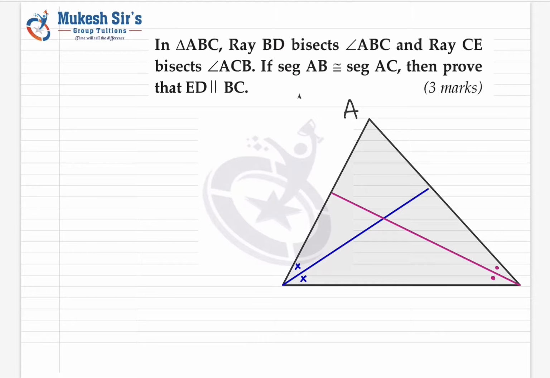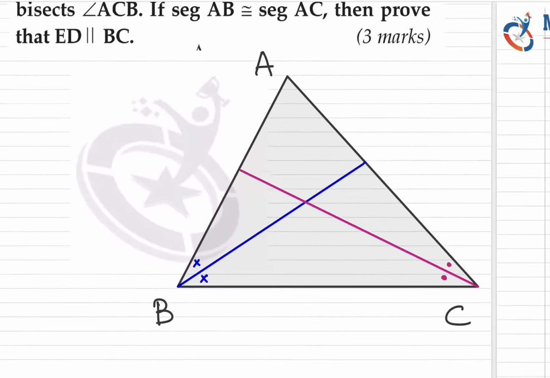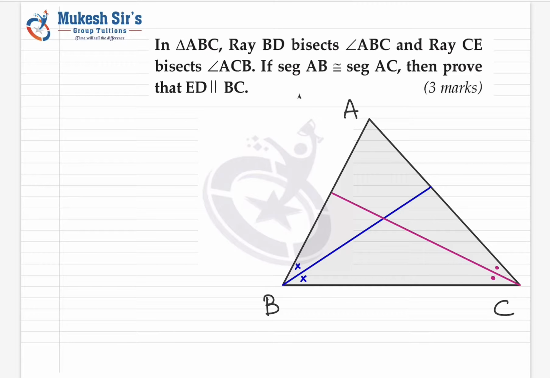So in triangle ABC, the question says BD is the bisector and CE is the bisector. Then they have given AB is equal to AC. That's given. Then prove that ED is parallel to BC.